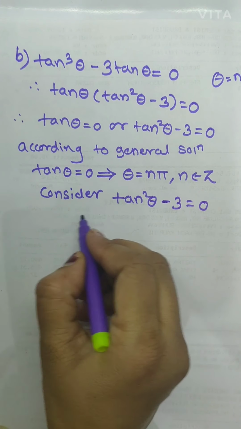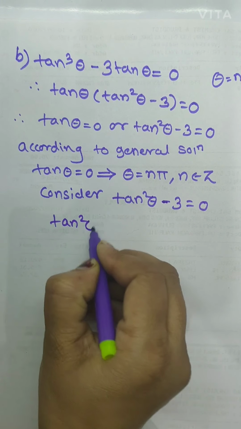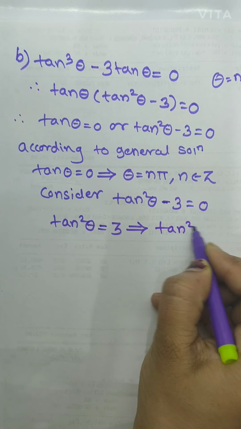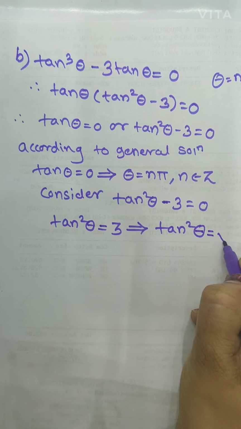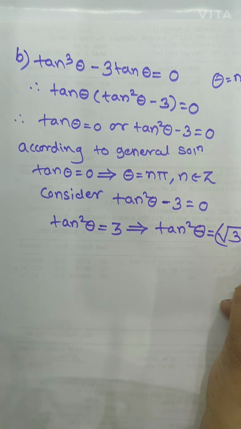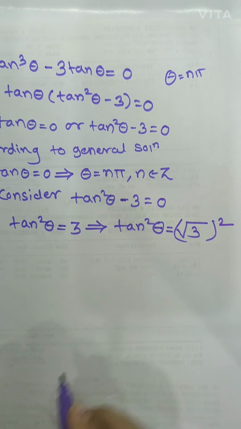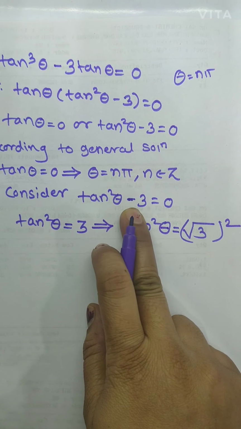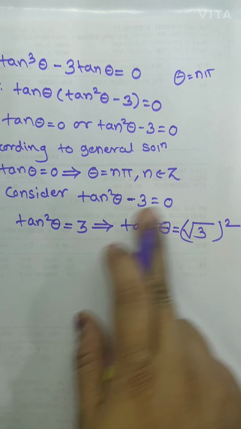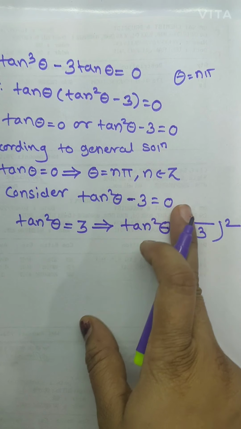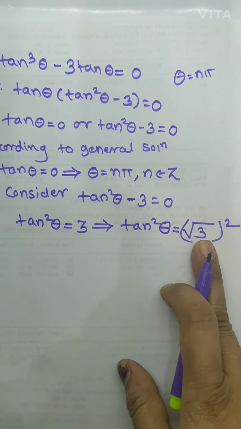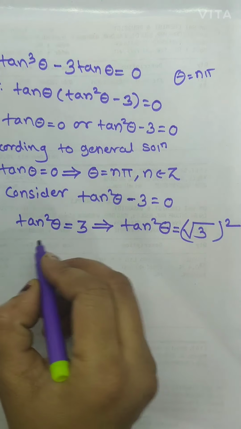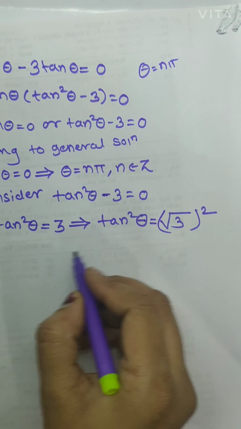Then we will get tan square theta equals 3. This is our substitution to find our solution. Here tan square theta minus 3 is 0, this 3 becomes plus on the other side. By taking the square root here, we can make this. Now let's see what is the next one.